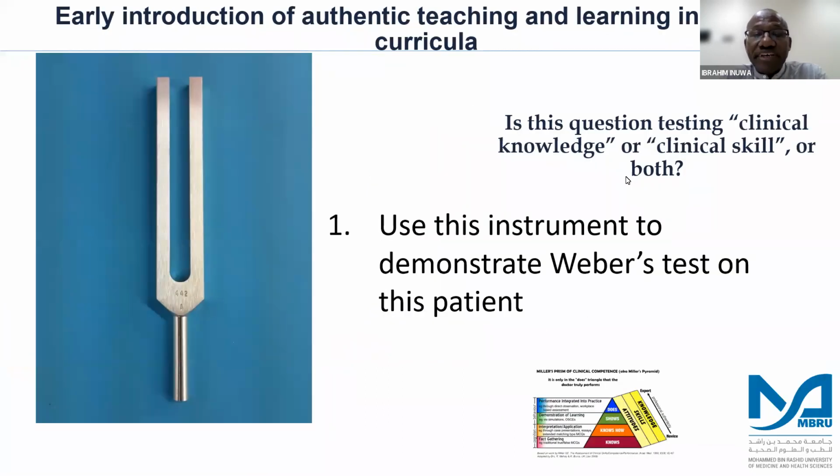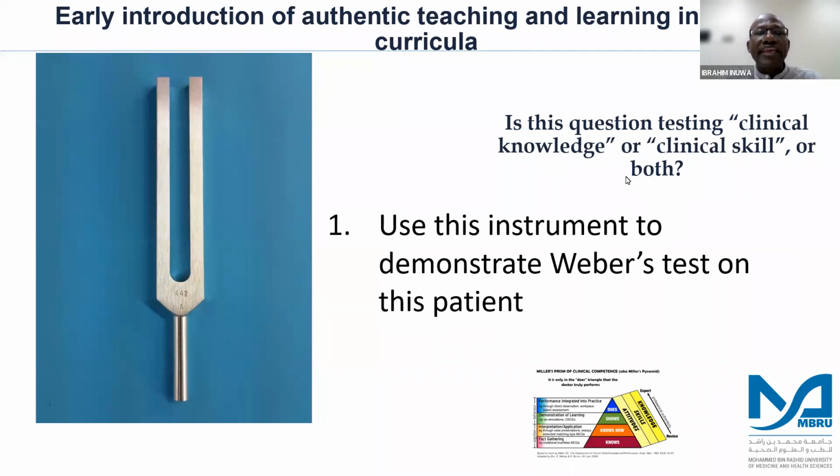Look at my third and final example. There is an instrument there, which is a tuning fork, and the question would be, for example, use this instrument to demonstrate Weber's test on this patient. Now, with this item, obviously there's something missing. In other words, it says on this patient. So there must be another component of this item, which is possibly a patient, or a mannequin, or a simulated patient. And it says demonstrate.